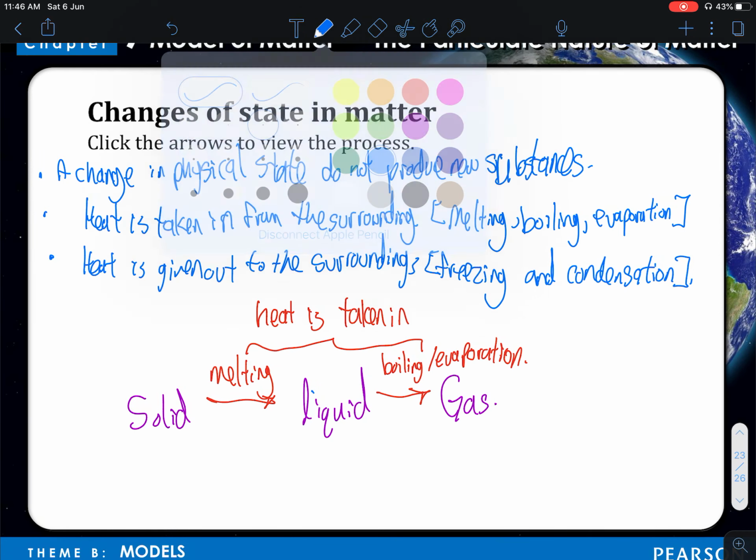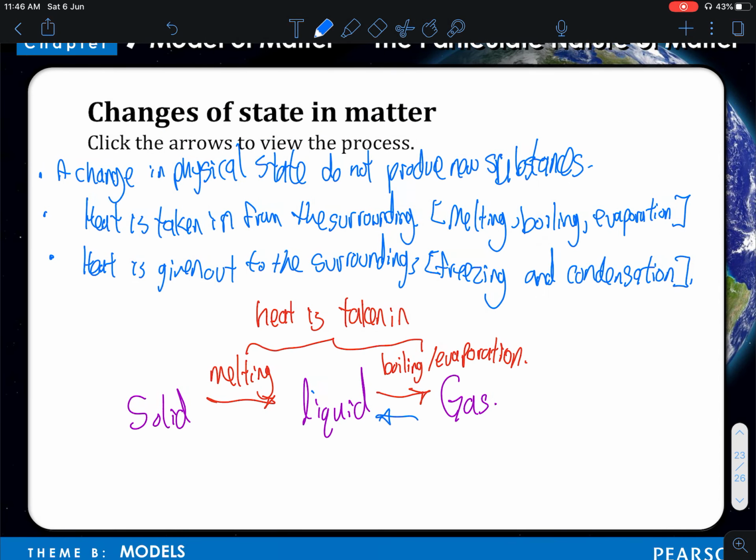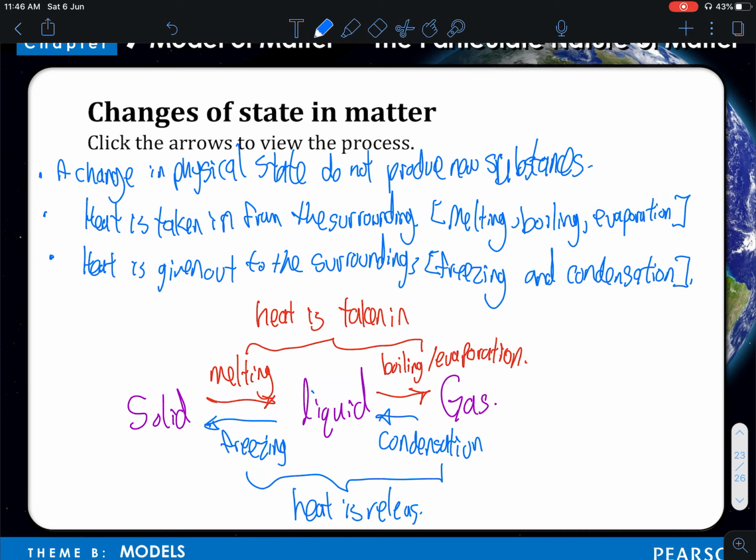Next we look at the other side, which is heat is lost. So condensation and freezing. So in this case, heat is released. Sometimes when you go to upper secondary, you will also be able to see these changes through a diagram.